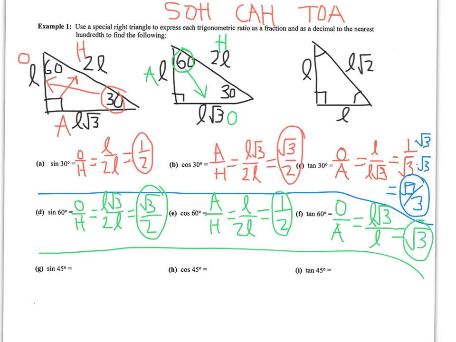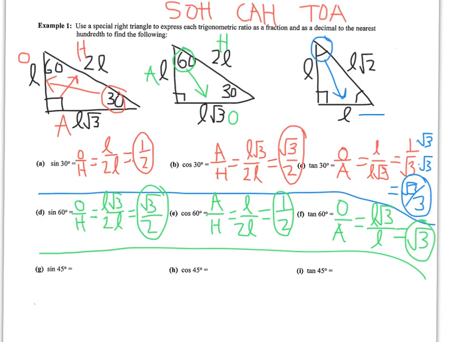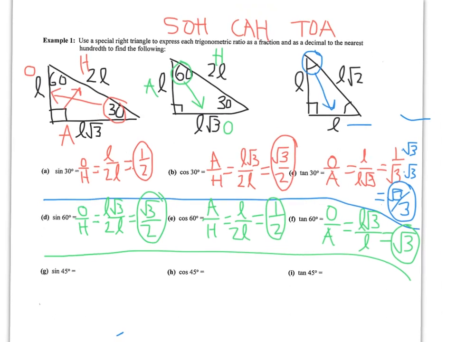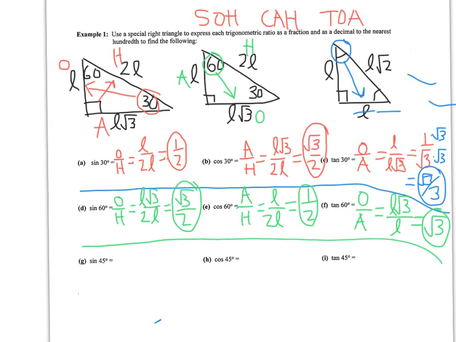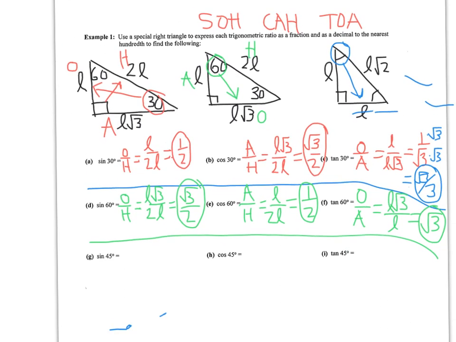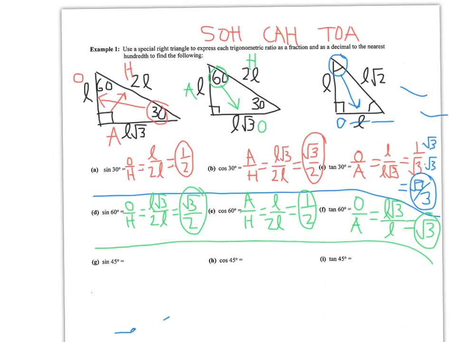And lastly, sine, cosine, and tangent of 45. We're going to take our last triangle and circle either of the angles because both of them are 45 degrees. And L is my opposite side. Okay, so opposite the 45 is our O side. Opposite the hypotenuse is H, and the other side is A.